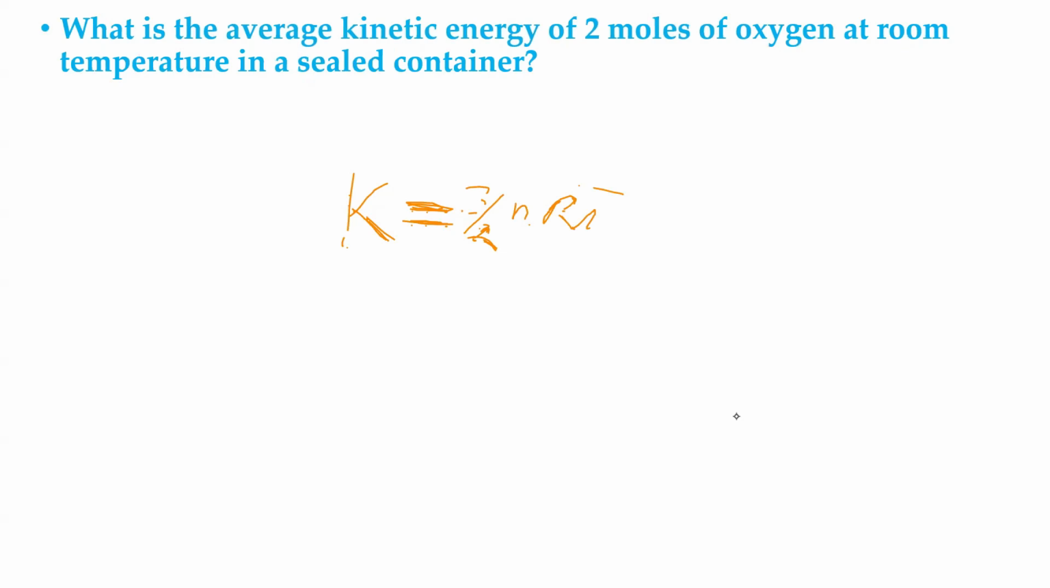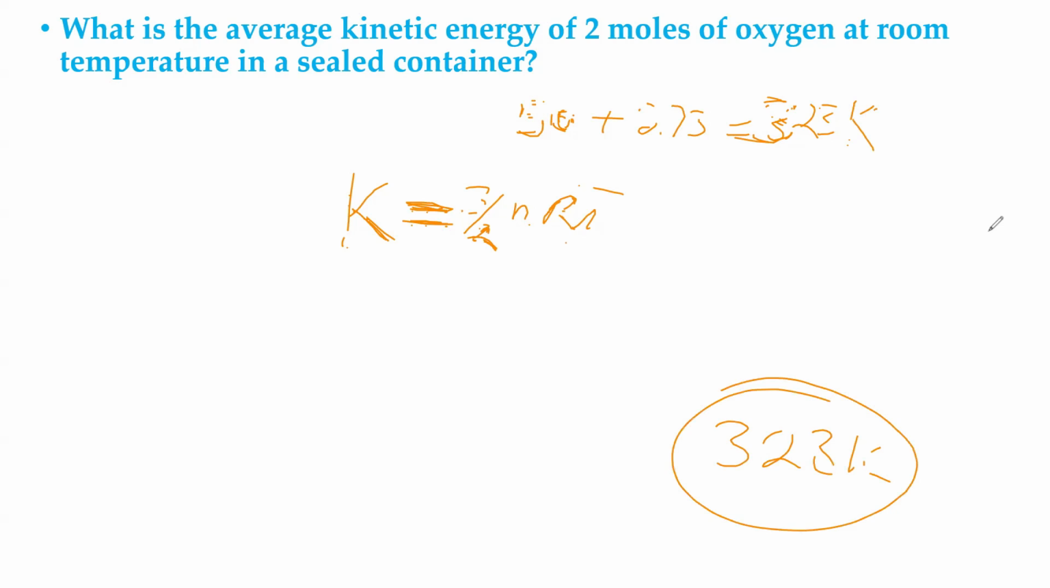And of course, since the temperature here is 50, we are now going to say 50 plus 273. So 50 plus 273 is going to be 323 Kelvin. So 323 Kelvin is the temperature, and of course the R is constant.